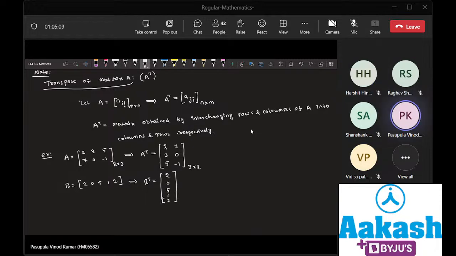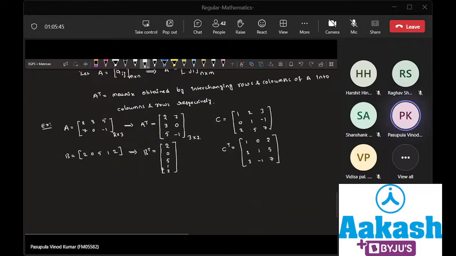Right. So in the same way, C is equal to, let us say, 1, 2, 3, then 0, 1, minus 1, and then 2, 5, 7. So what is C transpose? Can you tell me what is C transpose here? First column 1, 2, 3. Then 0, 1, minus 1. And the third column is 2, 5, 7. Do you understand, everyone? Yes or no?